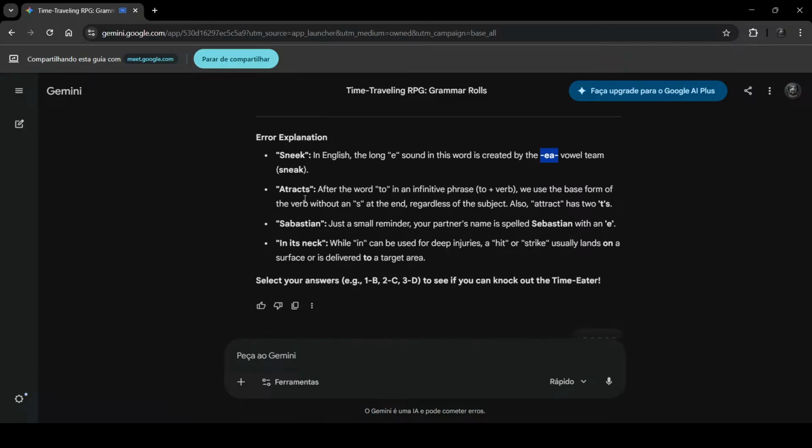So here, "attracts." After the word "to" in an infinitive phrase, "to" plus verb, we use the base form of the verb without an s, without the past tense. A verb after "to" needs to be in the infinitive: to go, to see, regardless of the subject. Also, "attract" has two t's.